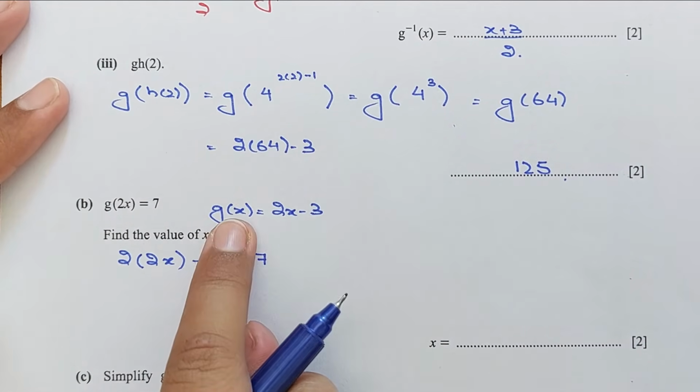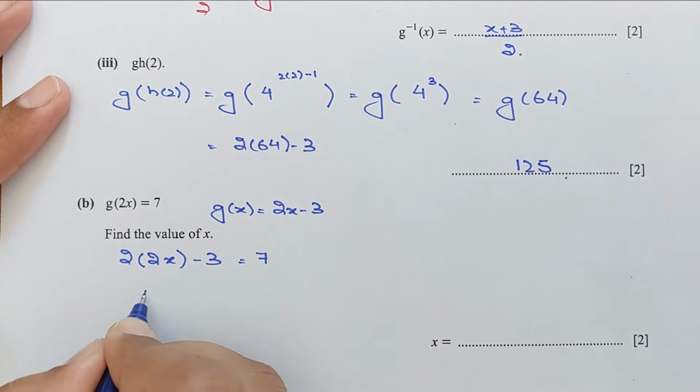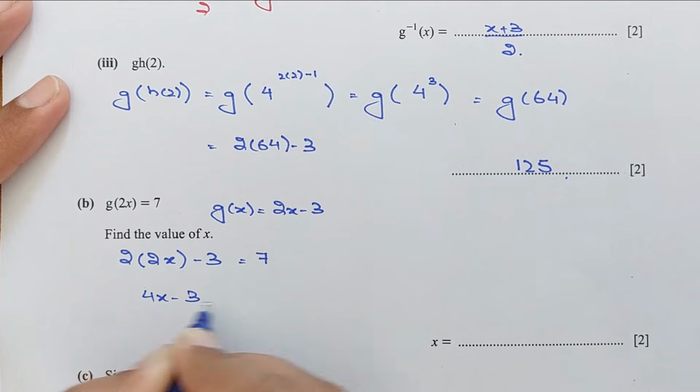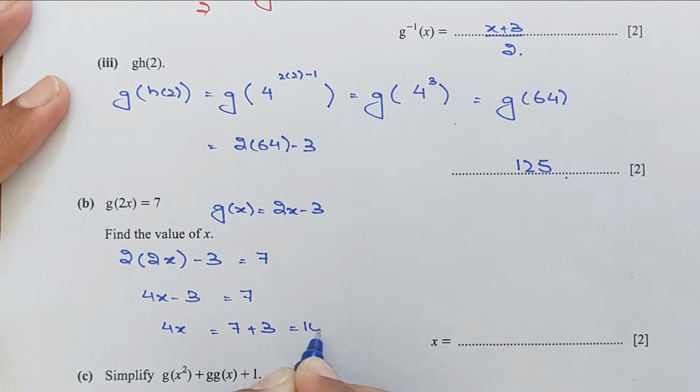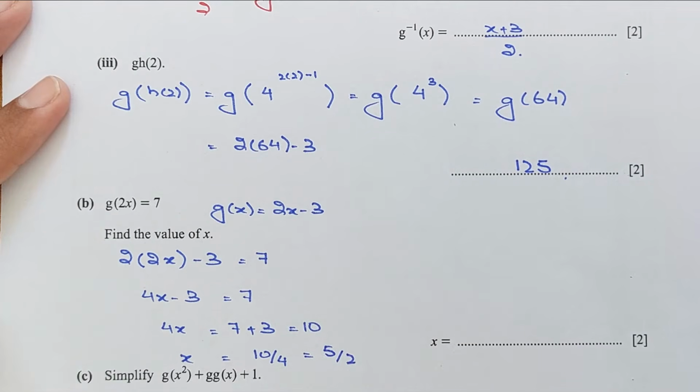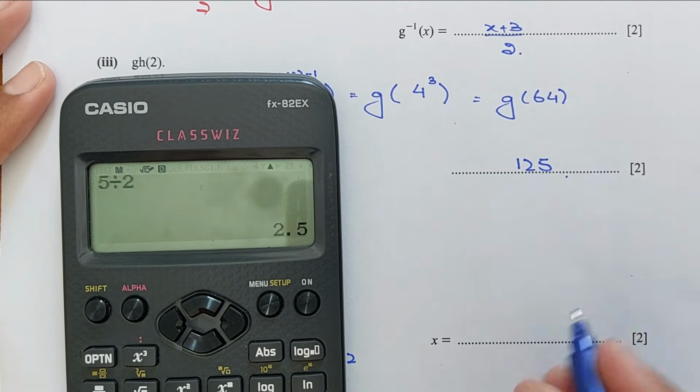Here we have g of x, so we have x over here. Now for 2x, replacing x with 2x, so that is 4x minus 3 equals 7. 4x equals 7 plus 3, that is equal to 10, and x is equal to 10 by 4, or we can say 2 times 5 is 10 and 2 times 2 is 4, which is equal to 5 by 2, that is 2.5.